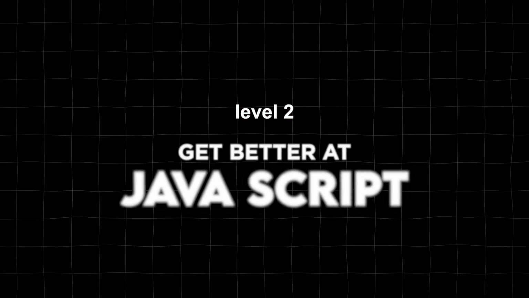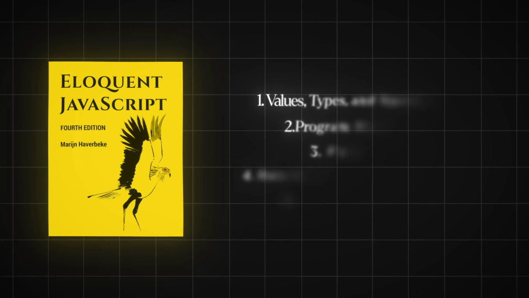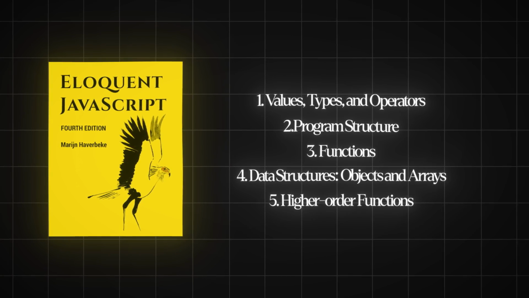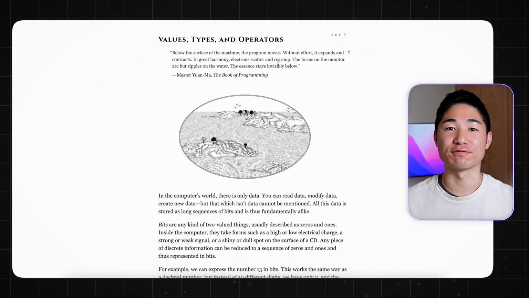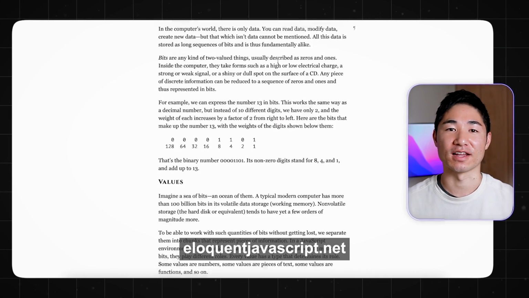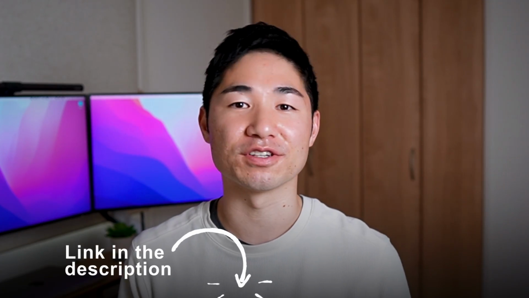All right, level 2 is to get better at JavaScript. My go-to recommendation for getting better at JavaScript is to work through the first 5 chapters of Eloquent JavaScript. This book can be read online for free at eloquentjavascript.net. I'll also have a link to it somewhere in the video or in the video description.